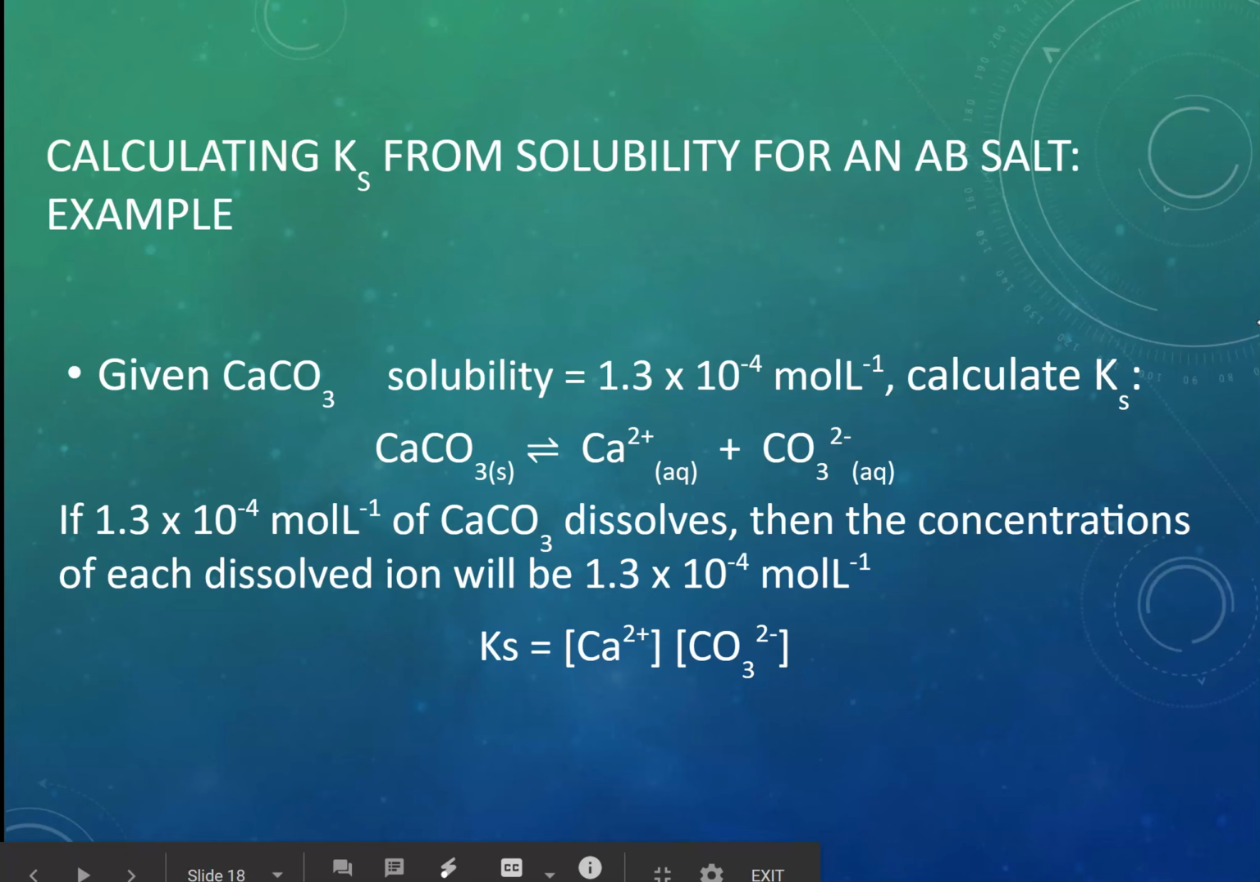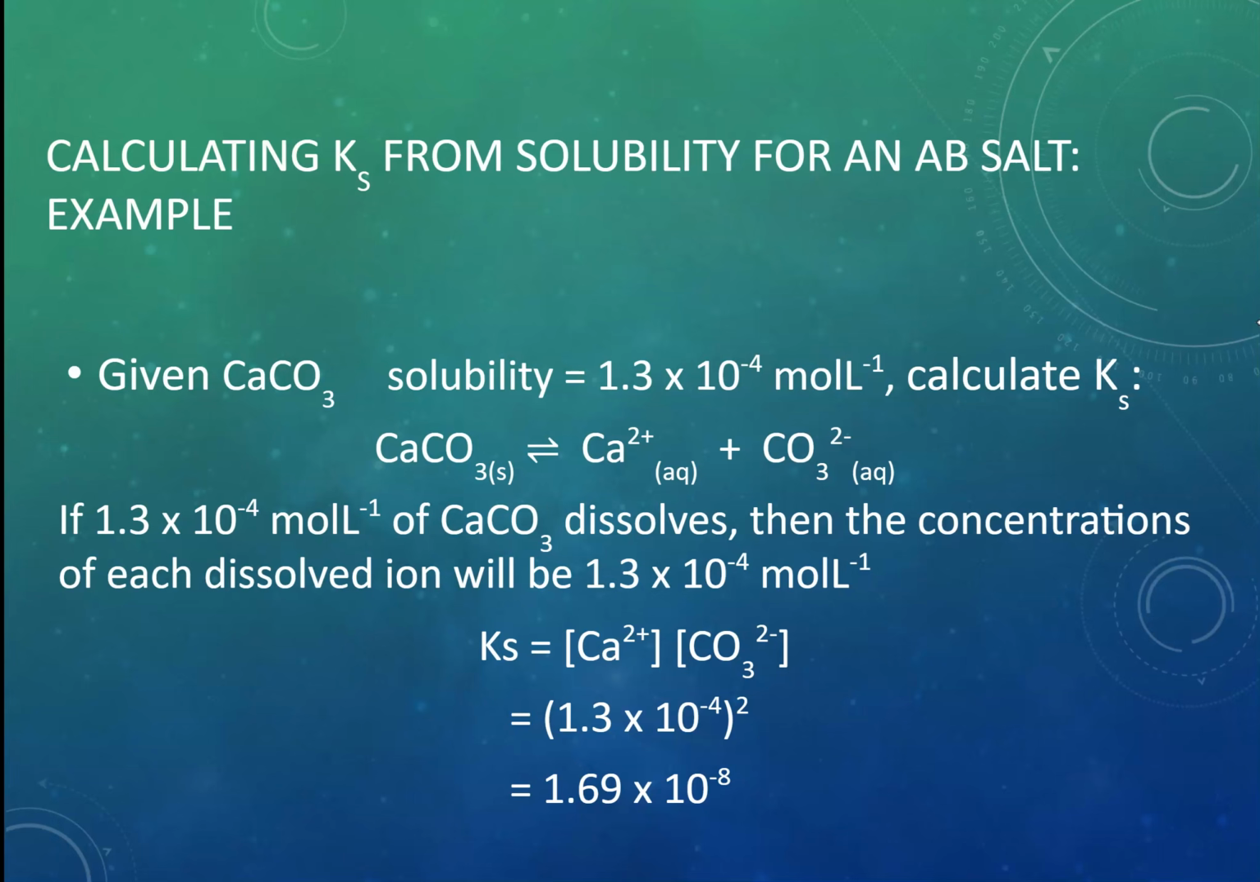We know that Ks equals the concentration of calcium times the concentration of carbonate, so we can put those numbers straight in. 1.3 times 10 to the minus 4 times by itself is the same thing as 1.3 times 10 to the minus 4 squared, and therefore Ks for calcium carbonate must be equal to 1.69 times 10 to the minus 8, and it is a Ks, so it is unitless.